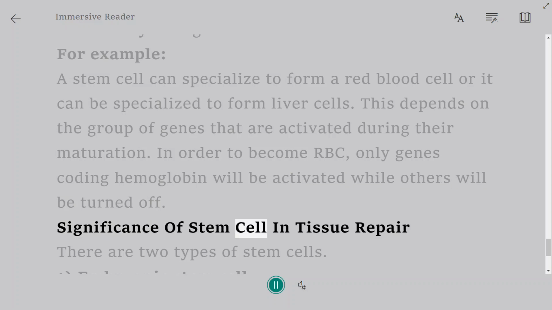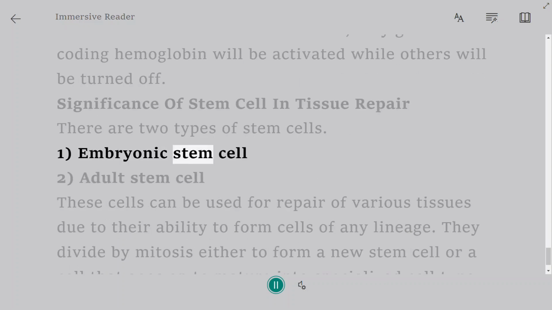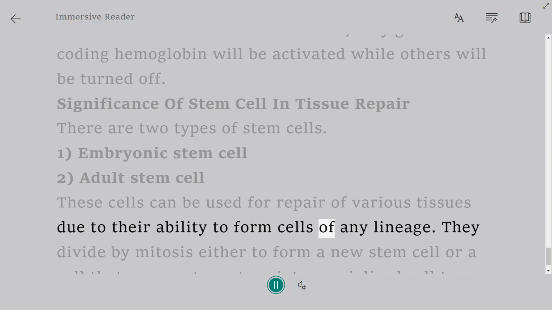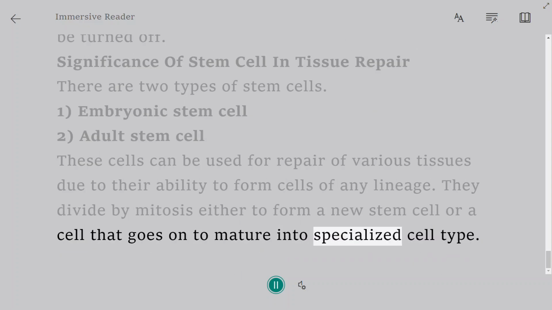Significance of stem cells in tissue repair. There are two types of stem cells. 1. Embryonic stem cell. 2. Adult stem cell. These cells can be used for repair of various tissues due to their ability to form cells of any lineage. They divide by mitosis either to form a new stem cell or a cell that goes on to mature into a specialized cell type.